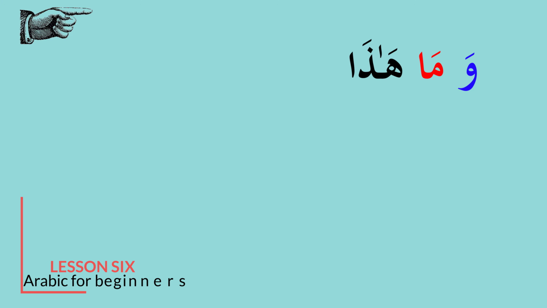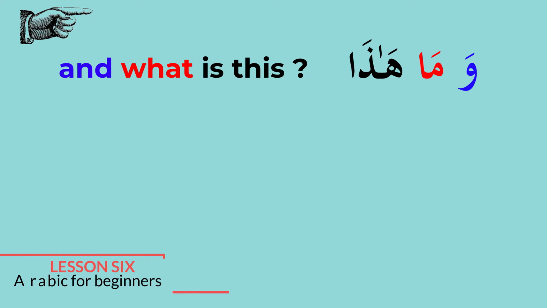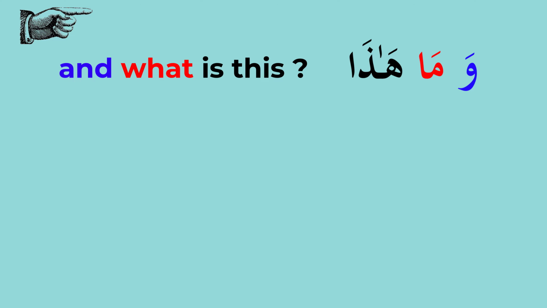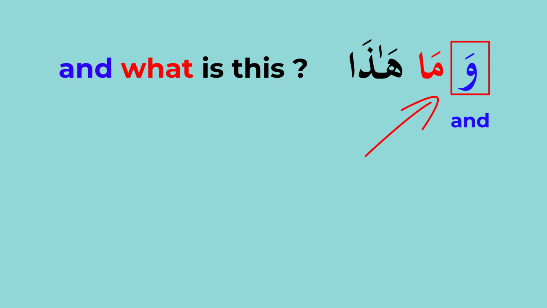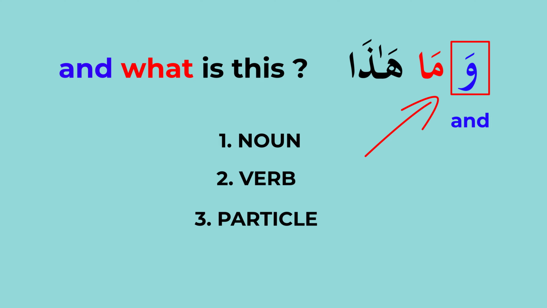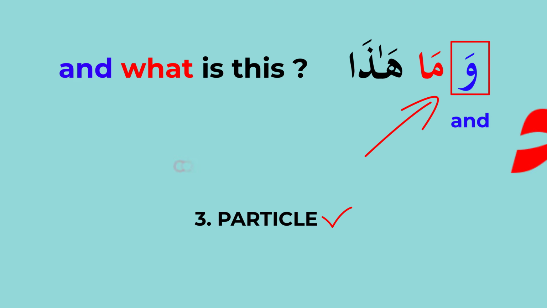The question is, Vama haza. Do you see that, brothers and sisters? Vama haza. What is the meaning of va? And. Va means and. You know that Arabic language, you can put it into 3 groups. So what is va? Is it a noun? Is it a verb? What is it? What I didn't say was particle. So it's a particle. Are you with me? It is ataf. We call it harfu ataf.